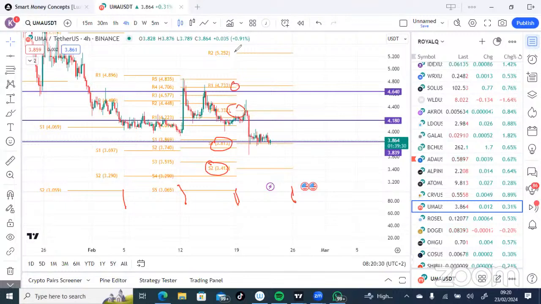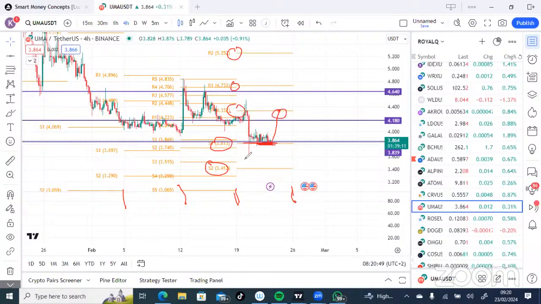This is resistance 1, this is resistance 2. This is what we call the pivot bounce. This is what is happening here. Sorry, this is support. The market is being supported here. And so, if all goes well, we expect this coin to move from this support to the pivot.